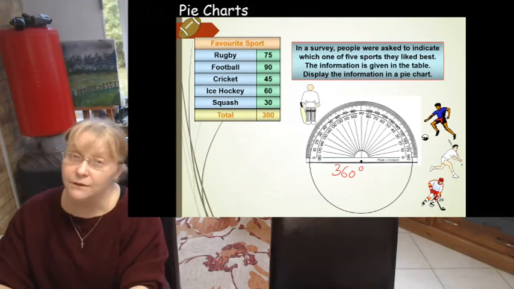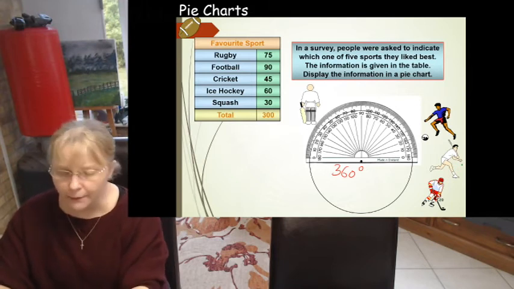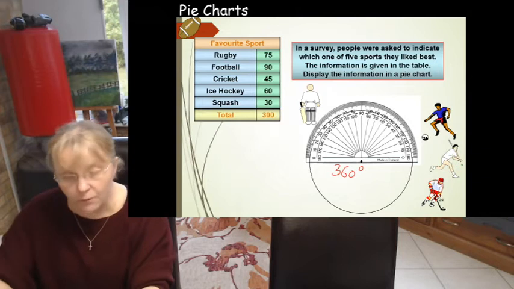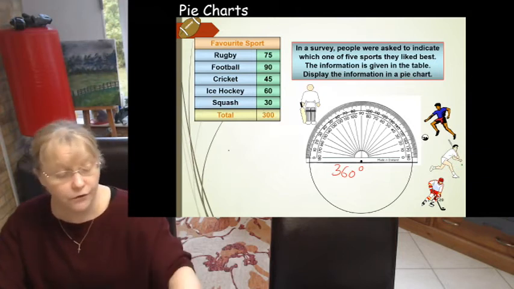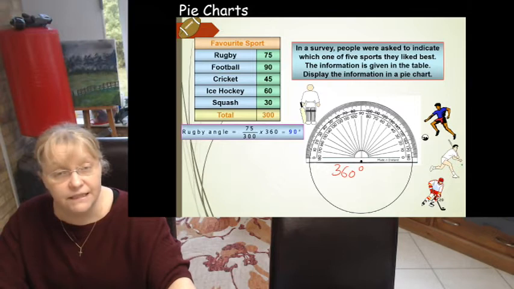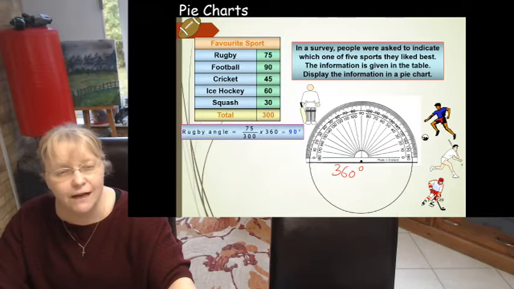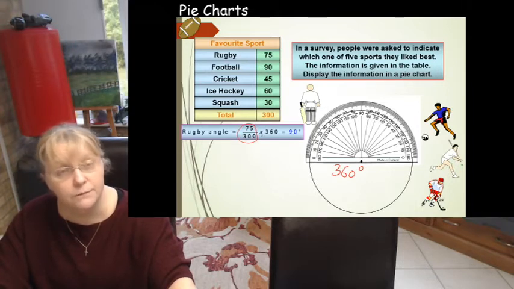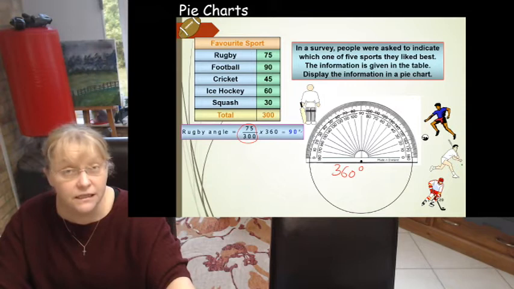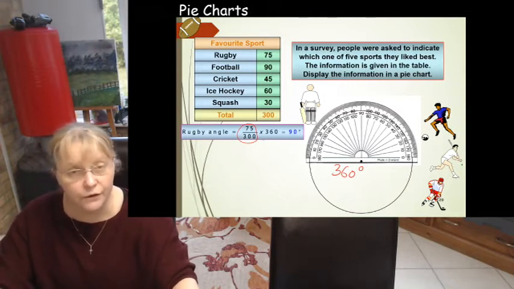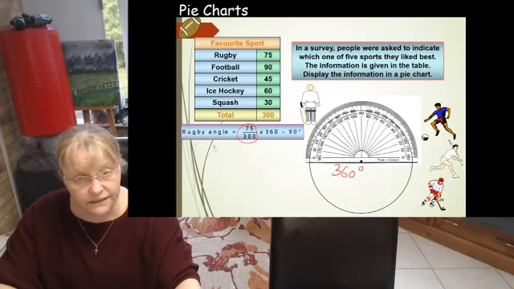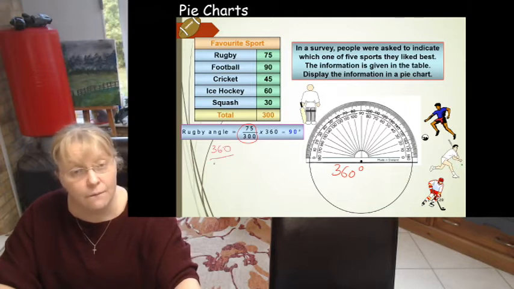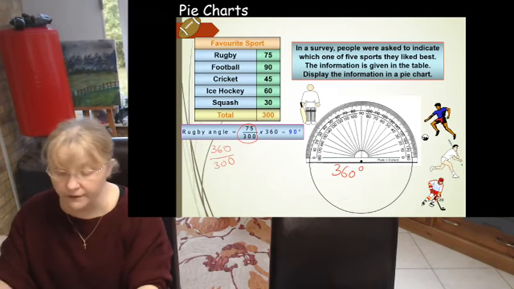Okay, welcome back to anyone who paused, and thanks for staying with me, anyone who stayed. Right, how we can work out what the degrees are worth is we can just divide the 75 by the 300. This is the fraction of the whole amount. So 75 people out of 300 people liked rugby, and then you multiply this by 360, which gives you the 90 degrees.